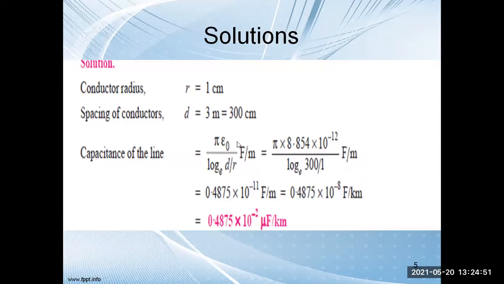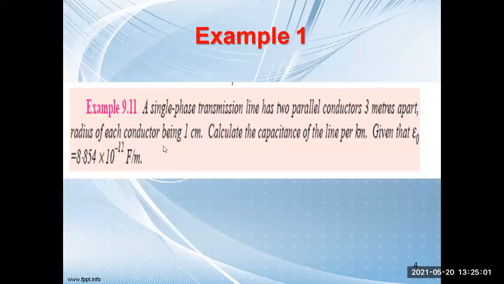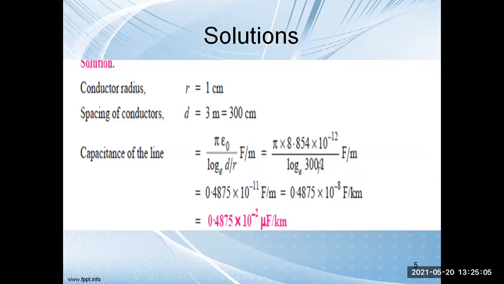Yes, sir. Okay. So epsilon naught we know, we'll substitute this value, d equal to 3 meters, so we'll convert it to centimeter. R is 1 centimeter because here the radius is given. Now we'll substitute all these values and do the calculation, and we'll get this particular value, that is 0.4875 into 10 to the power minus 2 microfarad per kilometer.